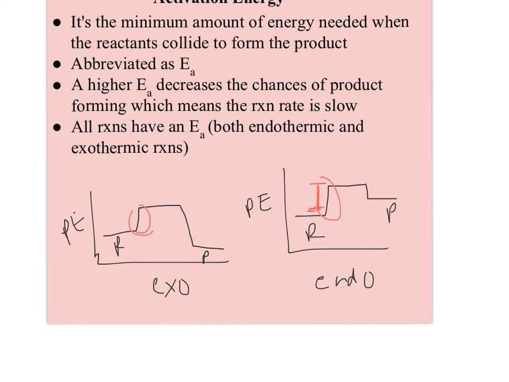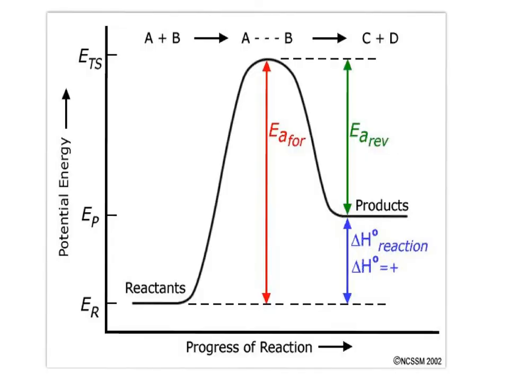a lower activation energy. This reaction could just as easily have been something like this and still drop down to here, and now it's got a much greater activation energy, and it's still exothermic. So that's what my graph here is going to look at. When you look at this graph, you should be able to identify several things on it.